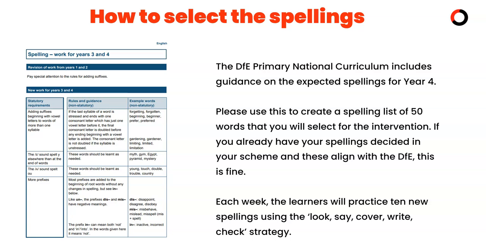How to select the spellings. The DFE Primary National Curriculum includes guidance on the expected spellings for Year 4. Please use this to create a list of at least 50 words that you will select for the intervention. If you already have your spellings decided in your scheme and these align with the DFE, this is fine. Each week, the learners will practice a minimum of 10 new spellings using the look, say, cover, write, check strategy.